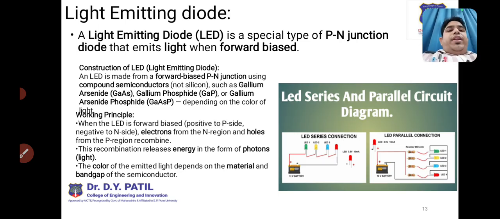So the working of the LED: there is a conduction band and a valence band. When the electrons jump from the valence band to the conduction band, and when they return back, they emit some energy in the form of a photon. In such a way we will get the light at the output side.